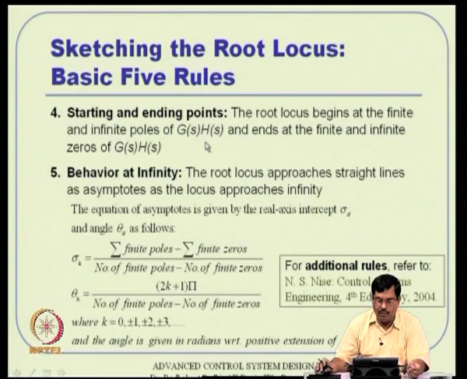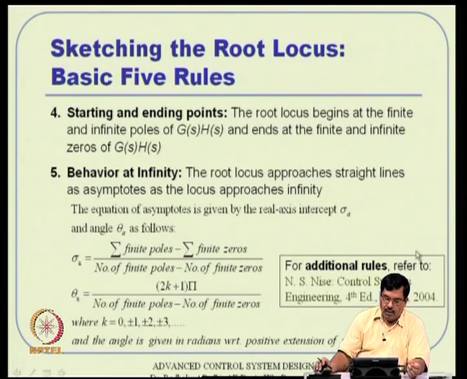It is easy to analyze also. If you take the closed loop transfer function and carry out the algebra in the limiting sense, looking at what happens when k tends to 0 and what happens when k tends to infinity, then these results pop up. Details are there in the book, you can see that. And suppose there is an equal number of poles and zeros, then the matter is okay, because it will start from a pole and end at a zero.